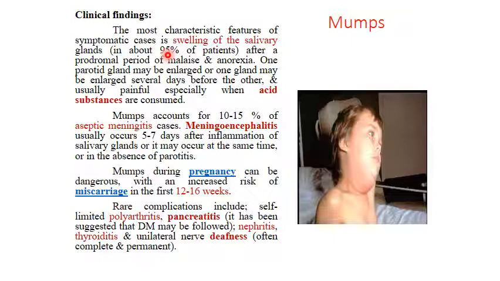Mumps accounts for 10 to 15% of aseptic meningitis cases. Meningoencephalitis usually occurs 5 to 7 days after inflammation of the salivary gland, or it may occur at the same time or in the absence of parotitis. Aseptic meningitis means, indirectly, viral meningitis. Aseptic means no bacterial infection.